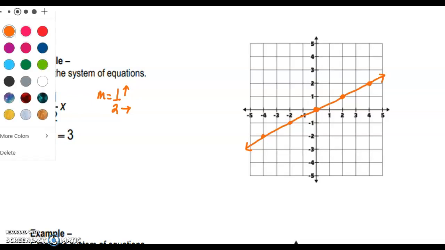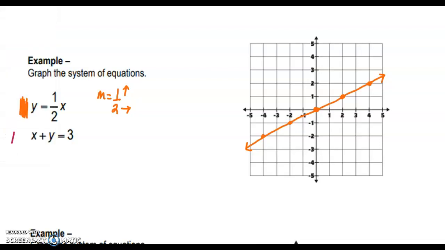Okay, so now I'm going to switch colors. Let's do, how about purple? We're going to do this equation down here in purple. You can use the cover-up method because it's in standard form, or you could rewrite it in y equals mx plus b form. So we want to get y by itself. We're going to subtract the x. That gets us y equals, now write negative x first and then the positive 3. So it's negative x plus 3.